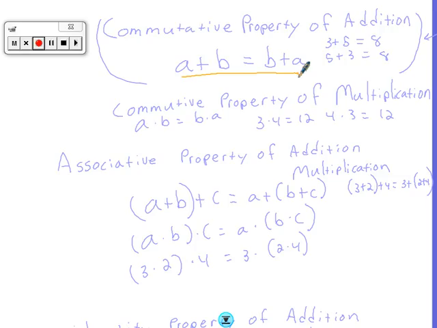All right? The same thing applies to multiplication. I can multiply 2 numbers. I can change the order of those 2 numbers and still result in the same answer. 3 times 4 equals 12. Well, so does 4 times 3.